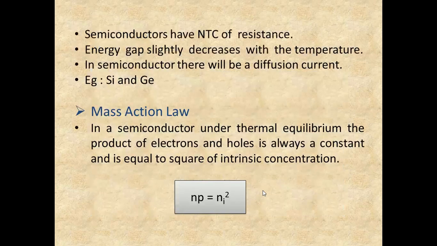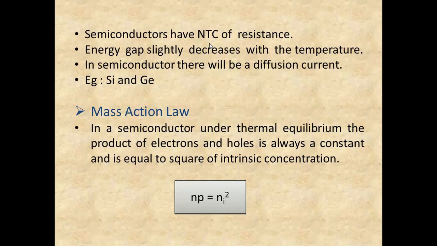Again, the same statement. The semiconductor has NTC of resistance. Now I think you are very clear about this NTC, negative temperature coefficient. Again, resistance decreases with increase in temperature. Energy gap slightly decreases with the temperature. Same statement. In a semiconductor there will be a diffusion current.